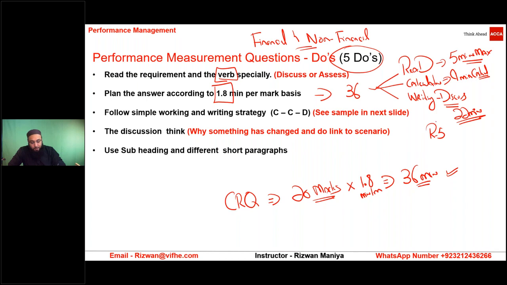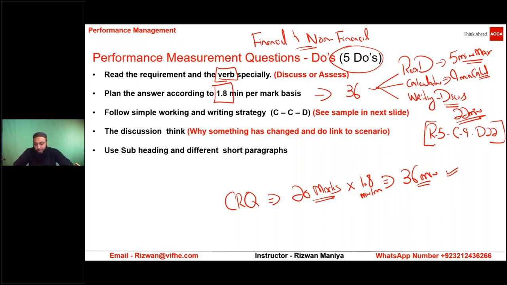Reading, 5 minutes. Calculation, maximum 9 minutes. Discussion, maximum 22 minutes, sorry. So that's total 36 minutes for you. Now, if you save time in reading and calculation, that adjustment will be done as the time for discussion will increase. And the more time you give yourself for discussion, that's good for you people. Got it? Right. Perfect. Moving on.